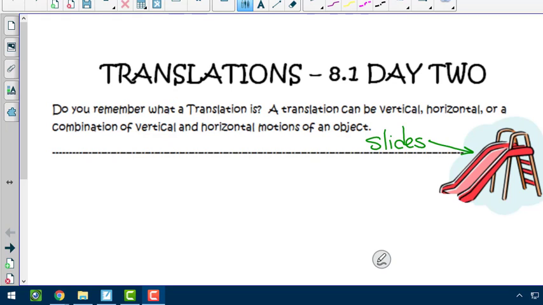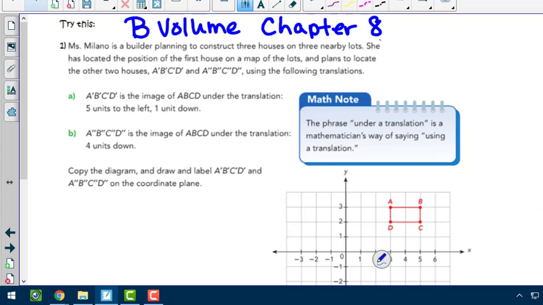Today's video 3 starts on page 6. We're continuing with translations, which we know the word that reminds us of translations is slides. I would like you to do this question number 1, Ms. Milano, on your own. You should be able to do this. We just did this in class today.